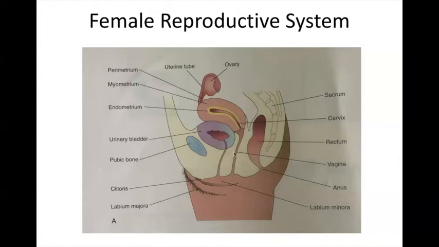Interestingly, you'll notice that in the case of the female, the urinary bladder is not in any way connected to the reproductive system. The urethra comes straight out of the urinary bladder and opens into the vaginal opening right behind the clitoris, and has no connection at all with the vaginal canal or the uterus or the cervix. None of the other reproductive organs are connected to it directly.